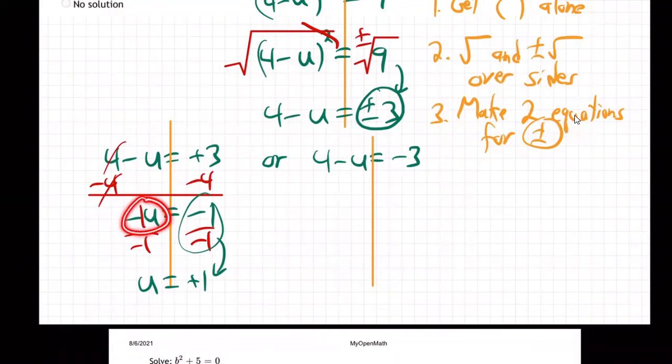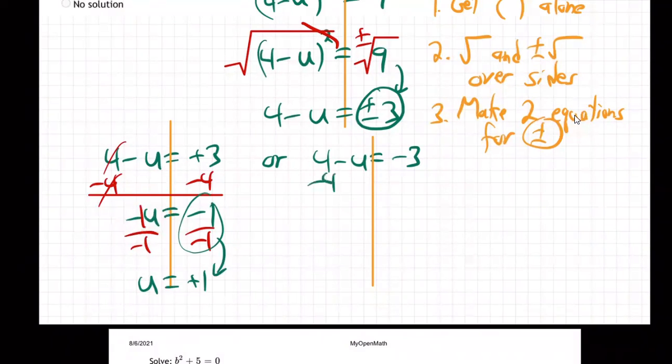That -1 is right next to the U with no symbol in between. So that's not added or subtracted, it's times. And the opposite of times is divide. And we have to get rid of that -1 because we're going to get U totally alone. Let's solve the other one now.